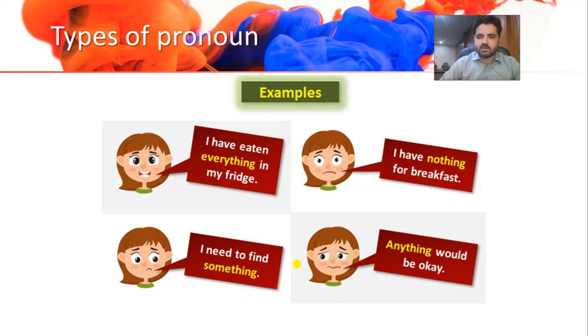Anybody, anyone, somewhere, someone, something, no one, nowhere, nothing, everyone, everything, everywhere. These are the examples of indefinite pronouns.